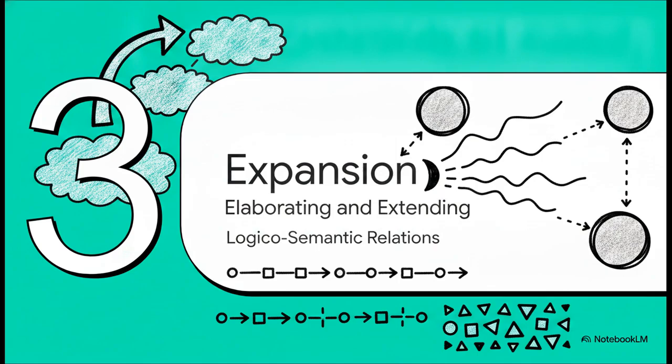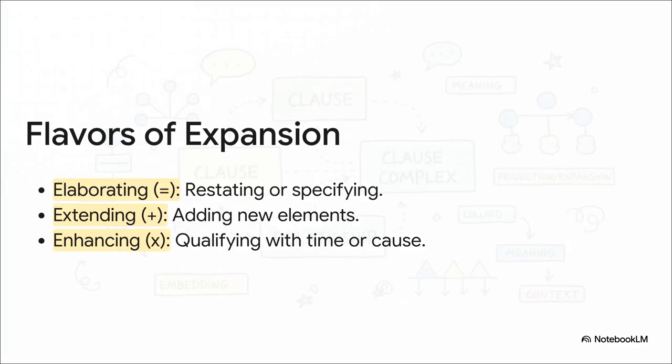Elaborating, extending, enhancing. Now we transition into the second dimension of our matrix, logico-semantic relations. Starting off with expansion. This is how we link phenomena of the exact same order of experience. Expansion comes in three distinct flavors, and Halliday created a brilliantly simple symbolic notation for them.